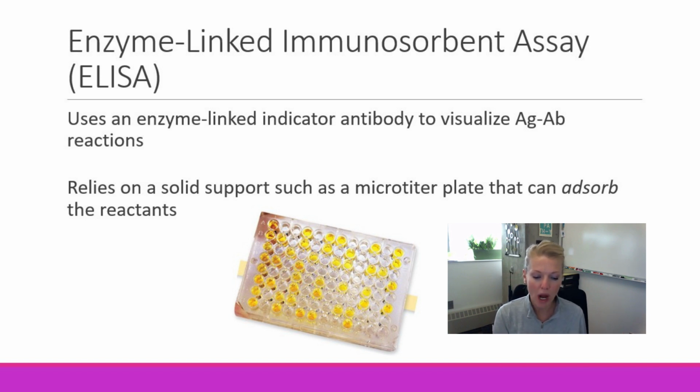ELISAs require a solid surface to interact with, and usually this is going to be done in a 96 well microplate. Because of the structure of that microplate, that plastic surface is able to take antibodies and have them adsorbed to the surface of that plate, or antigen can be adsorbed to the surface of that plate to allow for interaction to occur. So we'll look at two different ways that we can use ELISAs in the next couple slides.